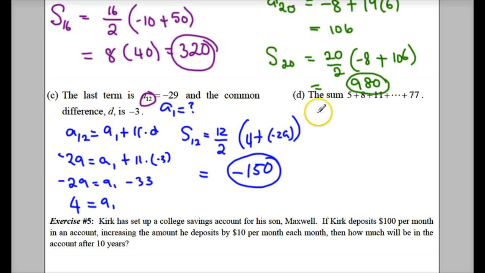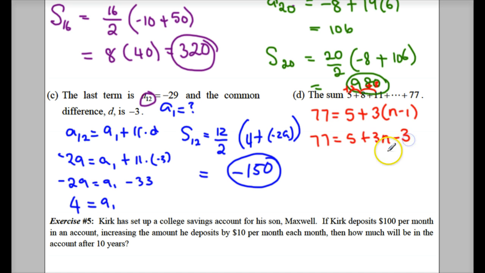So we can use by definition my last term, which is 77, will equal to 5 because that's the starting, plus what's my difference? Every time I go from 5 to 8, I'm adding 3. From 8 to 11, I'm adding 3. So the common difference is 3, and I want to know what's my term. The term is always 1 less. Remember that? So 77 is equal to 5 plus 3n minus 3.